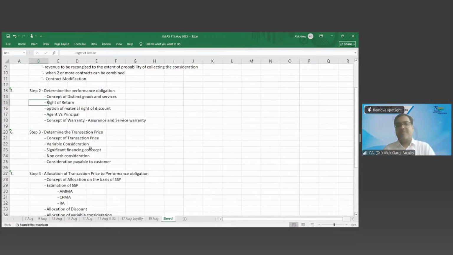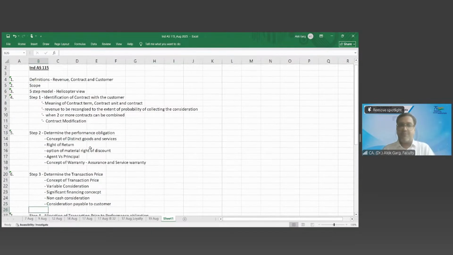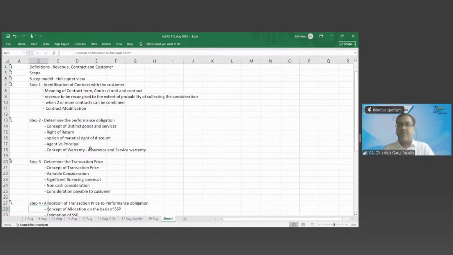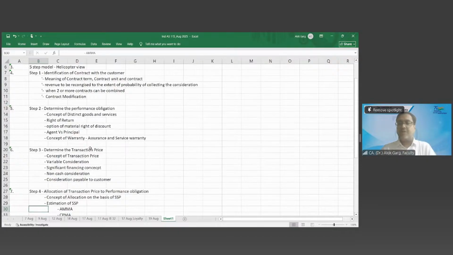Agent versus principal, right? So friends, this is what I have covered. In Ind AS 115, we covered definition, scope, the 5-step model, the helicopter view. Step 1, identification of contract with the customer: meaning of contract term, revenue to be recognized to the extent of probability of collecting the consideration, when 2 or more contracts can be combined, and the accounting in case of contract modification. In step 2, determine the performance obligation: the meaning of distinct goods and services, the concept of right of return, option of material right of discount, agent versus principal, and the concept of warranty.